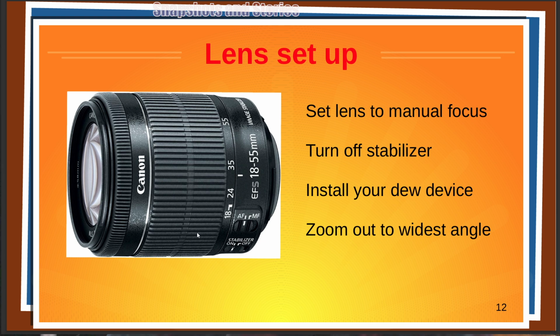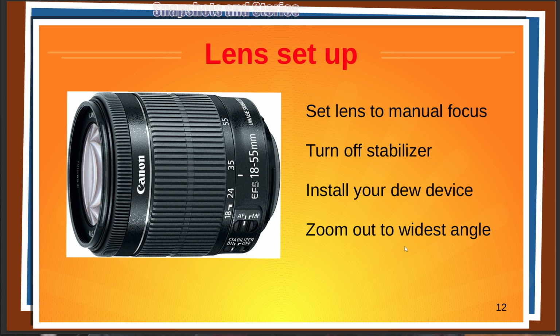How you set up your lens is quite simple. All lenses are set up the same way. Set the lens to manual. On the front of your lens, you have an autofocus and a manual focus setting. You want to go to manual focus. Turn your stabilizer off, and again, for the same reason as the in-body stabilization, you want anything that could possibly create blur turned off. Install your dew device, and then zoom out to the widest angle.